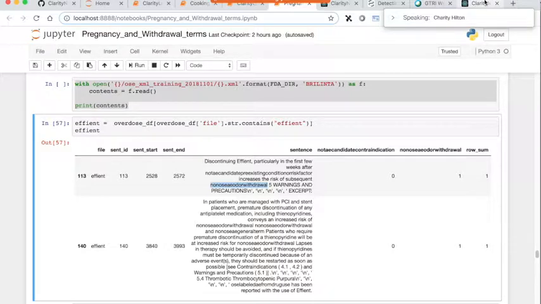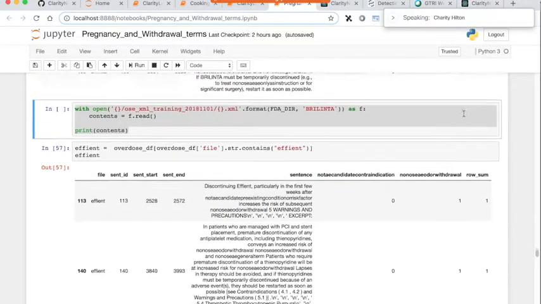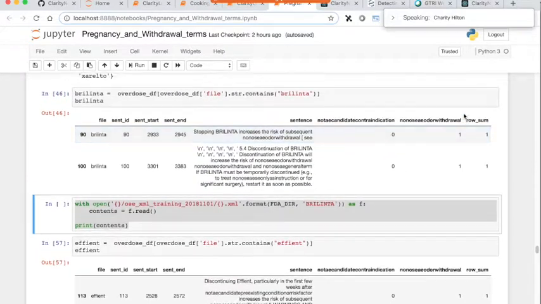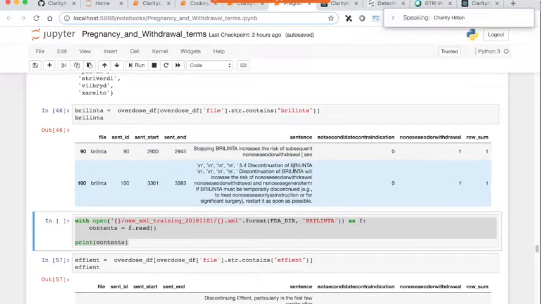So that's the sort of thing you find as you go down the rabbit hole. In this case, I was just comparing the labels that we were given. Oh, here's another example. Stopping Brilinta increases risk of subsequent overdose or withdrawal. So these are all the same kind of thing. That second term is probably death. The general term, death, falls within that category because they don't consider it specific enough to be informative.